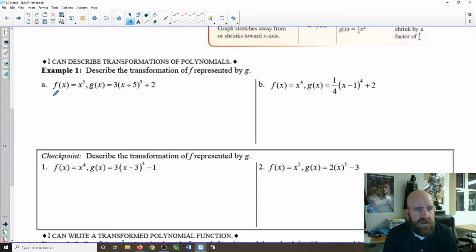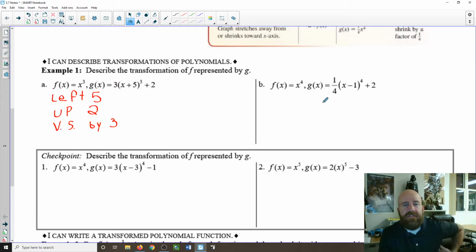5 inside would be a shift to the left 5. So we're going to shift left 5. We're going to shift up because that is the k value on the outside. So we're going up 2. And this 3 on the outside is a vertical stretch by 3. If you're confused on where these are coming from, you can go ahead and pause and look at the chart.